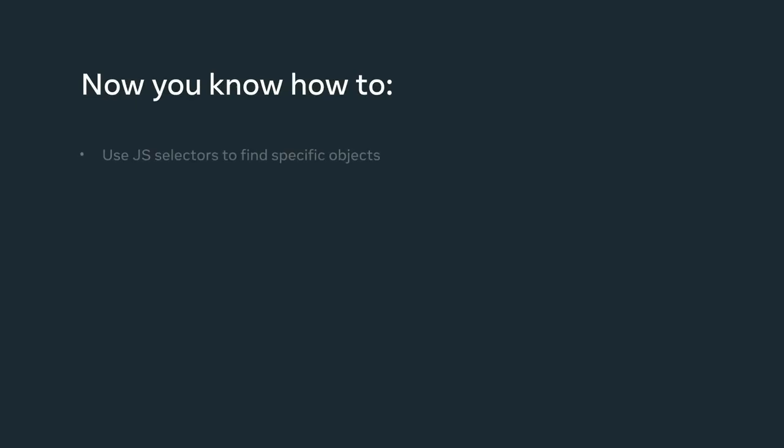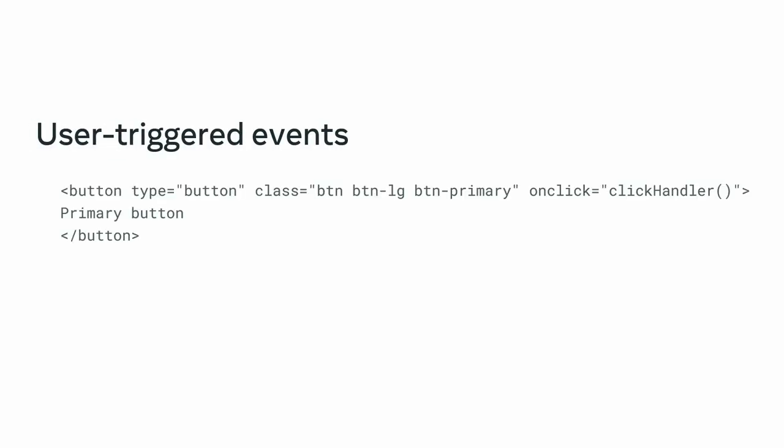In this video, you learned how to use JavaScript selectors to speed up the process of finding specific objects in a document. Let's say you are using a web page on your computer and you click a button, or you tap the like icon on a friend's picture on your phone. In JavaScript, the button click and the like icon tap are examples of user-triggered events.